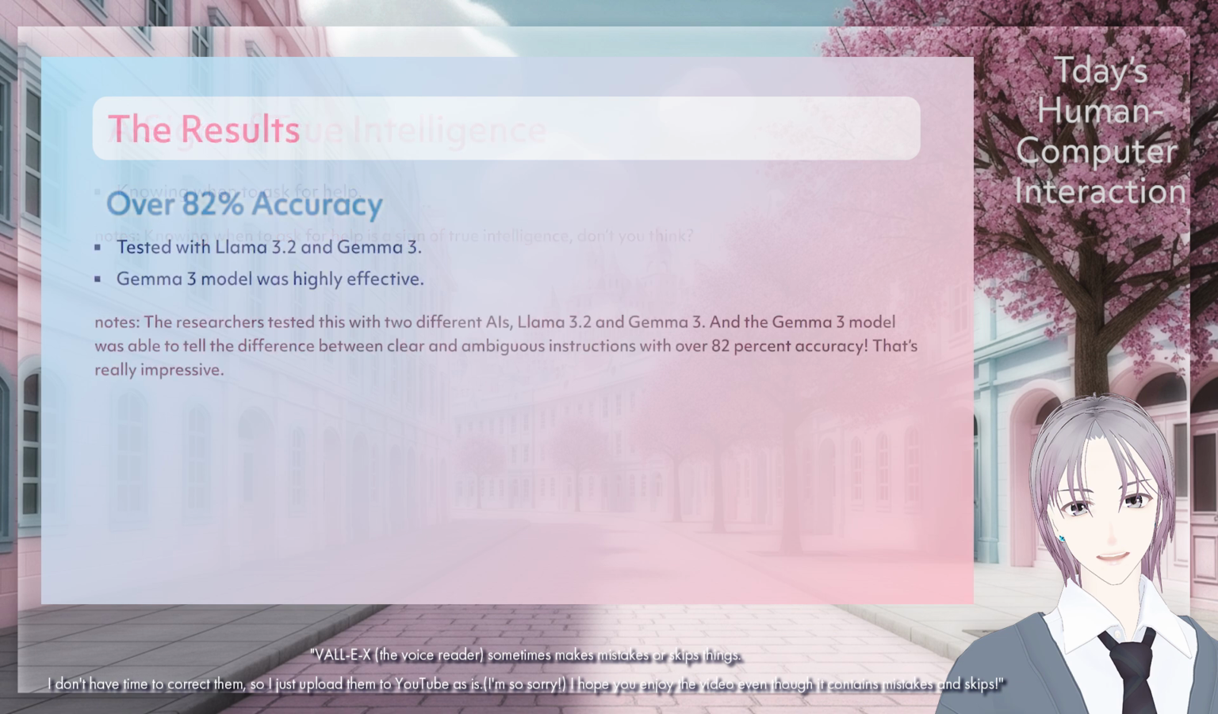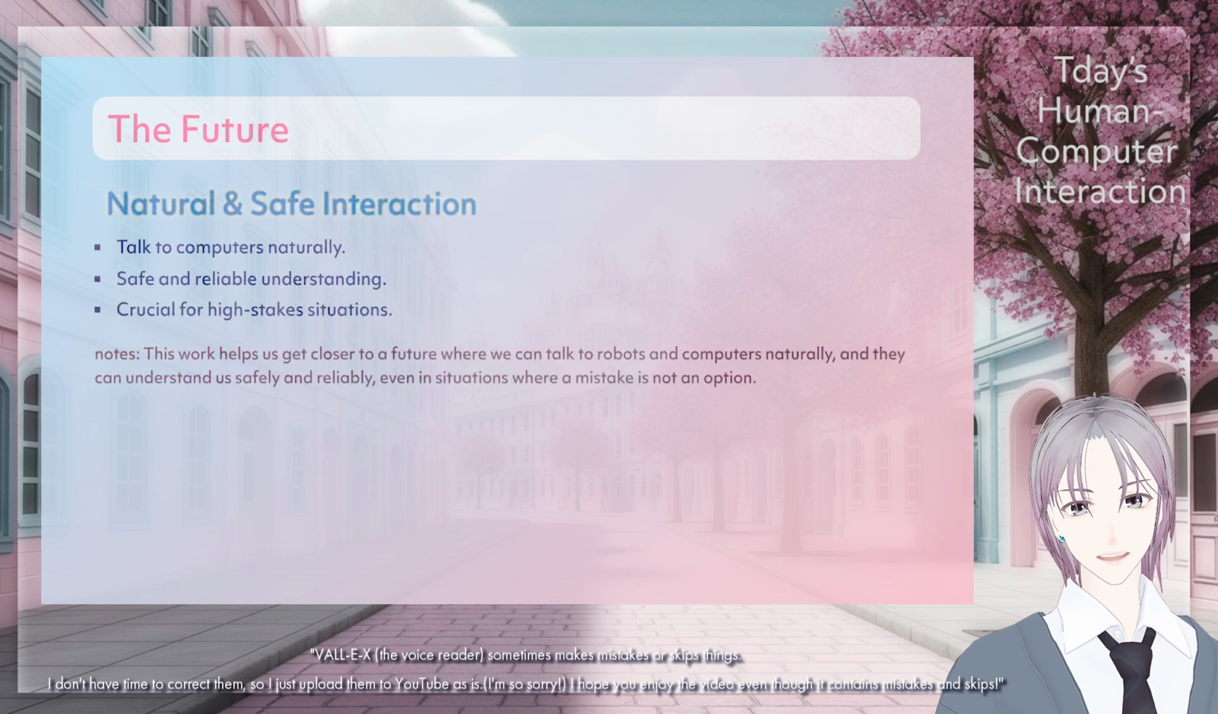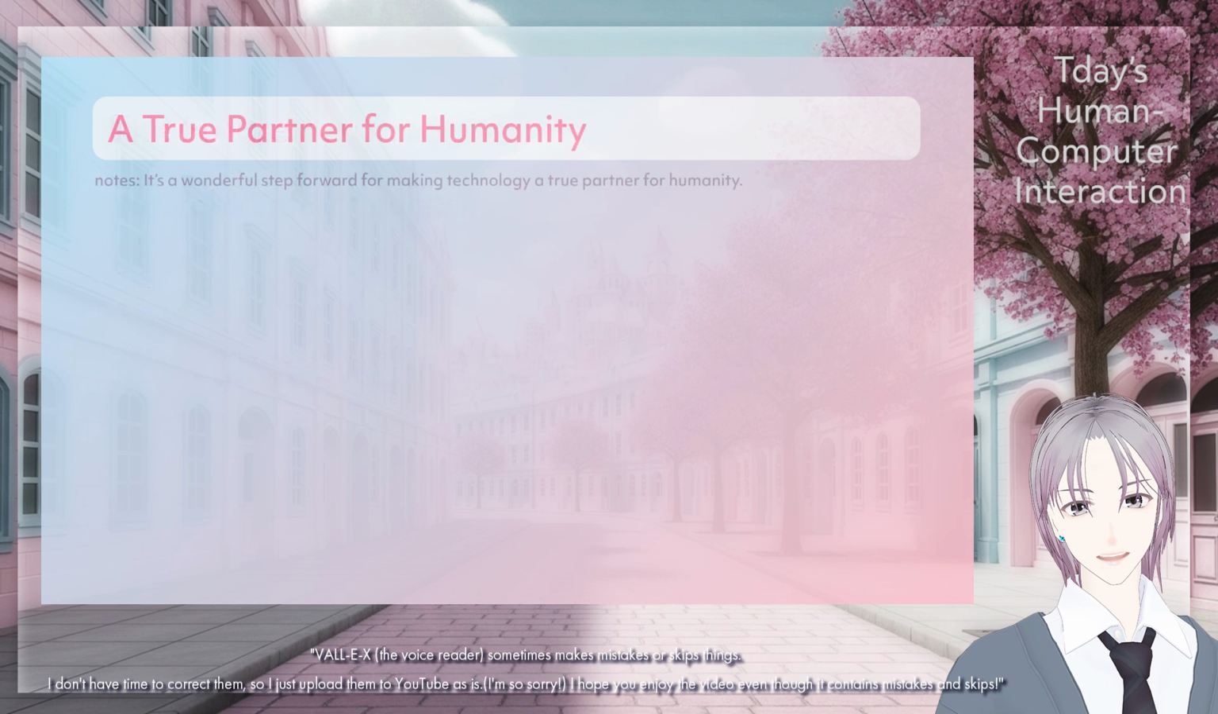Don't you think? The researchers tested this with two different LLMs, Llama 3.2 and Gemma 3, and the Gemma 3 model was able to tell the difference between clear and ambiguous instructions with over 82% accuracy. That's really impressive. This work helps us get closer to a future where we can talk to robots and computers naturally, and they can understand us safely and reliably, even in situations where a mistake is not an option. It's a wonderful step forward for making technology a true partner for humanity.